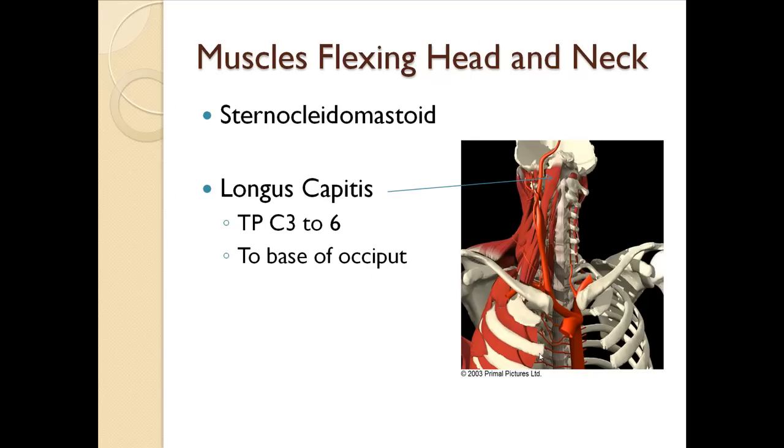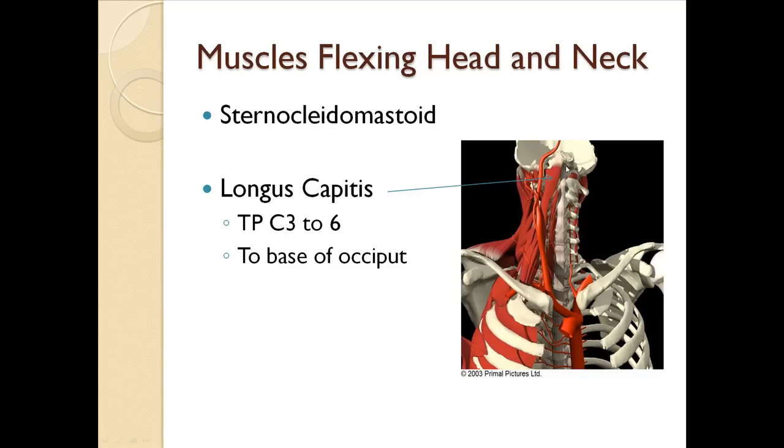When both sternocleidomastoids work together, they produce flexion of the cervical spine, and that's assisted by this muscle here, longus capitis. So we can see here, this is the anterior aspect of the spine coming down here, and there is longus capitis passing up from the transverse processes of C3 to about C6, attaching onto the base of the occiput itself.